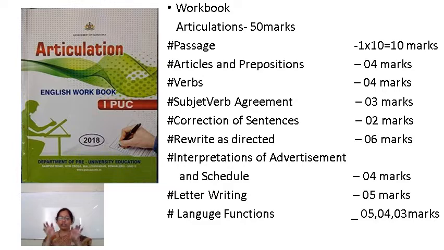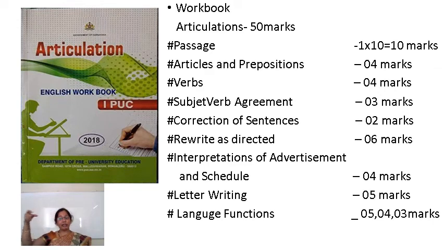Language functions will be given in 2 parts, in 2 columns, that you have to match very correctly, accordingly. In the 2 columns, they will give you language functions and expressions. According to that expression, according to that function, you have to match them. That is for 5 marks. One is match the following type of question, which is from language function, that is for 5 marks. Remember. And then you will be asked to fill the dialogue.